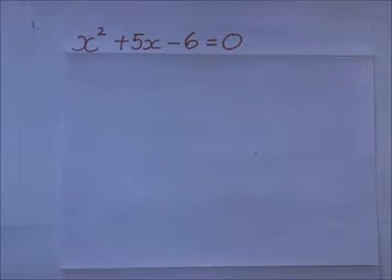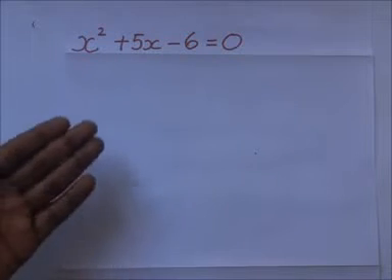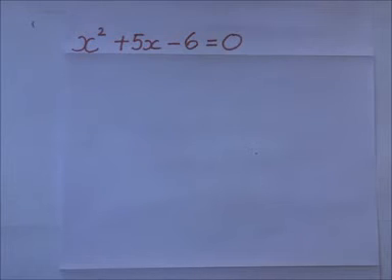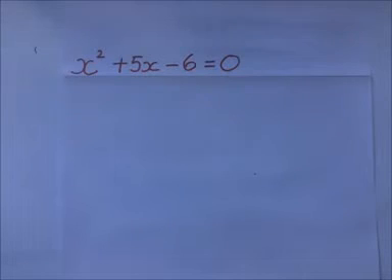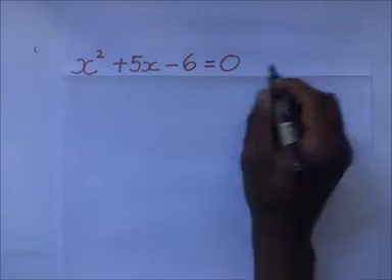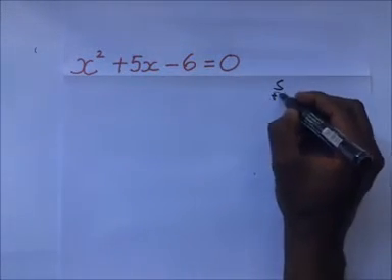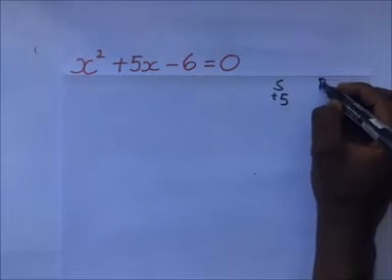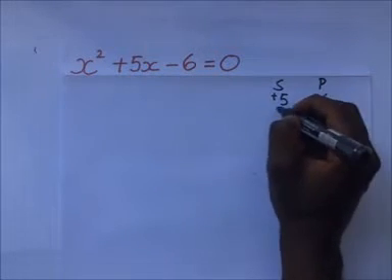On our screen is x squared plus 5x minus 6 is equal to 0. We are required to find the value of x. So what we do in this case is first factorize the quadratic expression. We are going to find the value of x using the method of factorization of quadratic expressions. In factorizing this expression, we are supposed to find two numbers giving us two terms. The two numbers are supposed to give us a sum of positive 5 and a product of negative 6.